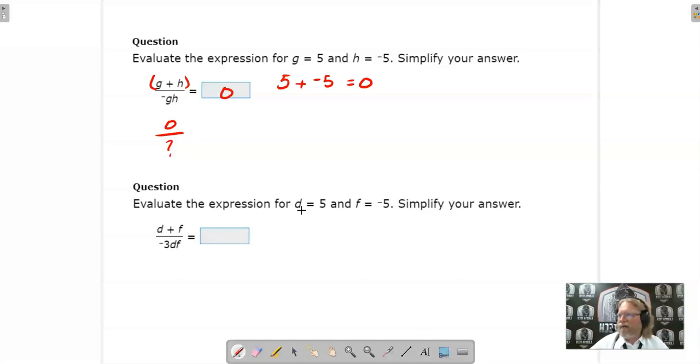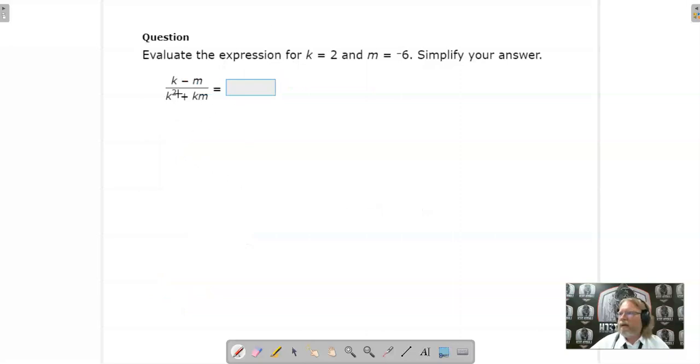D plus F. Oh, here's another one. D is 5 plus F, which is negative 5. Well, these are additive inverses. They're like opposites, and so it's just going to put us back to 0. So 0 over whatever 3 times DF is. I don't even know what the denominator is. I don't have to worry about it because the numerator is 0, so I just know that it's going to equal 0 as well.